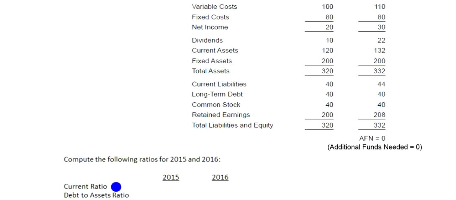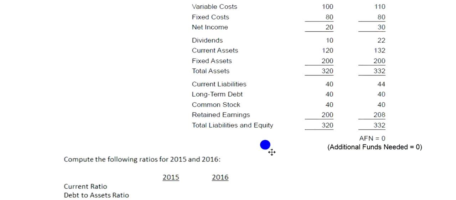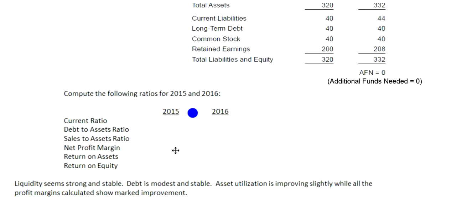So let's jump back over here, and current assets are 120 and current liabilities are 40, so 120 over 40, that is a 3-to-1 ratio, and we can prove it real quick, 120 divided by 40 gives us 3, so we have a ratio of 3, and that is correct.